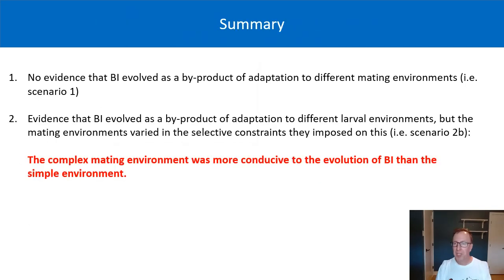So let's put all this together from the 3 assays. What we've shown is that there's no evidence that adaptation to different mating environments was directly driving the evolution of behavioral isolation. That is scenario 1. Adaptation to different larval environments was driving the evolution of behavioral isolation, scenario 2B, but this was only occurring in the complex mating environment. That is, the complex mating environment was more conducive to the evolution of behavioral isolation, whereas the simple mating environment was constraining the evolution of behavioral isolation.